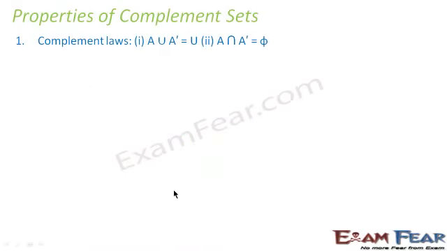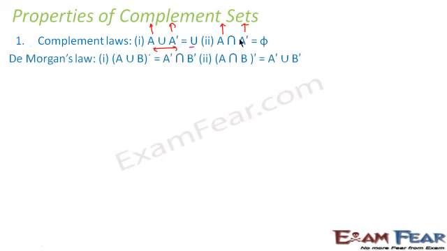Properties of complement. A union A complement is U. So when you do a union between A and A complement, you get the universal set. It's true, obviously, because this is all A, this is all U minus A. A intersection A complement is phi, obviously, because there is no common element between A and A complement.